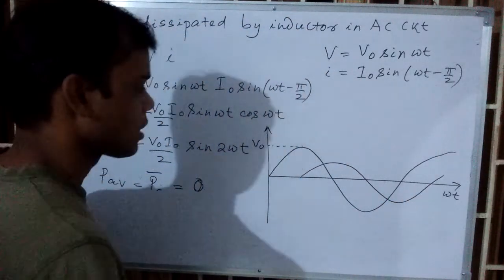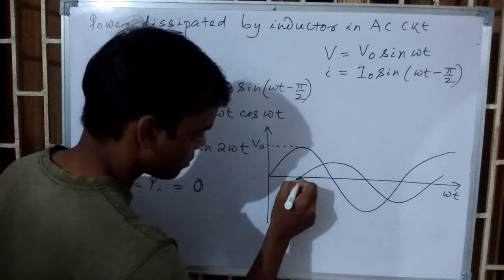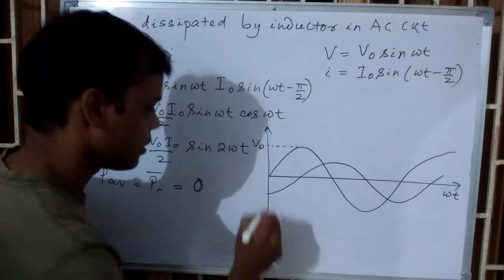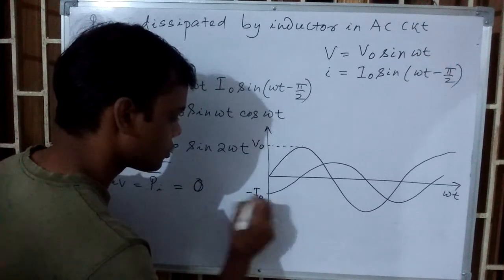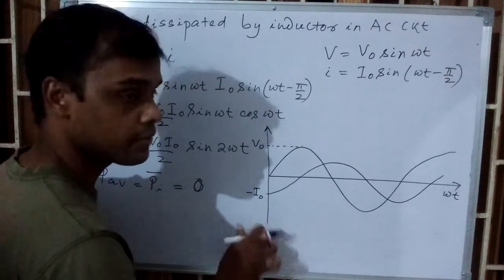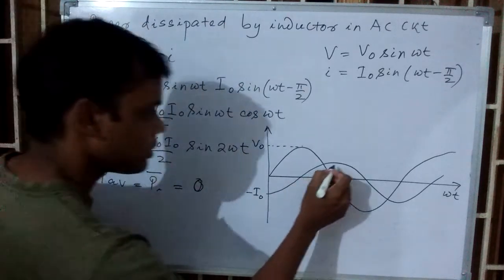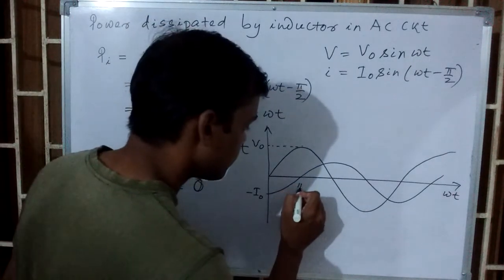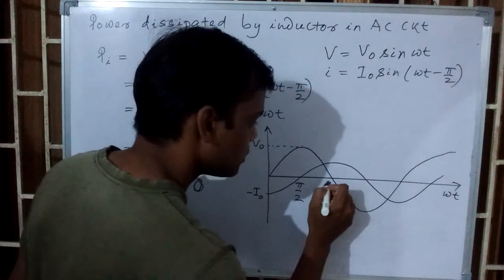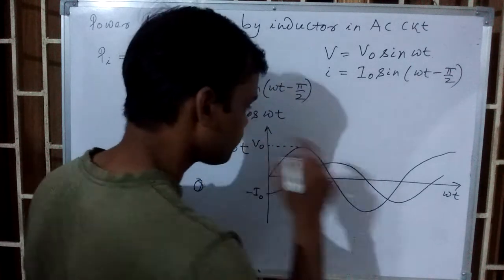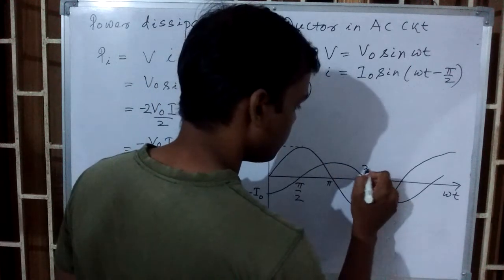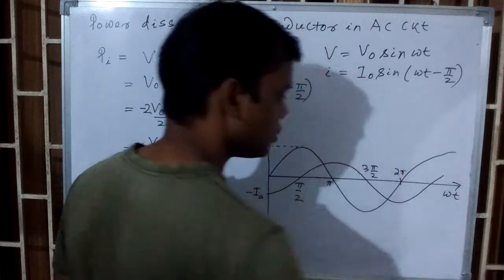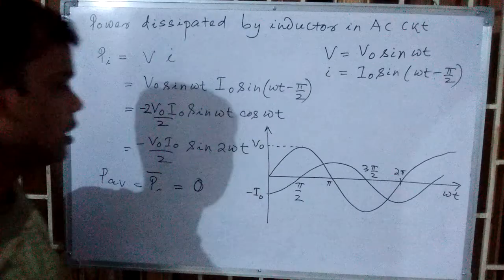Now if you go back, its amplitude. This is my minus I naught. This is the current amplitude. It is on the negative axis, that's why minus I naught. And this is plus I naught. This point is pi by 2. This is pi. This is 3 pi by 2. This is 2 pi. Now this is 0.